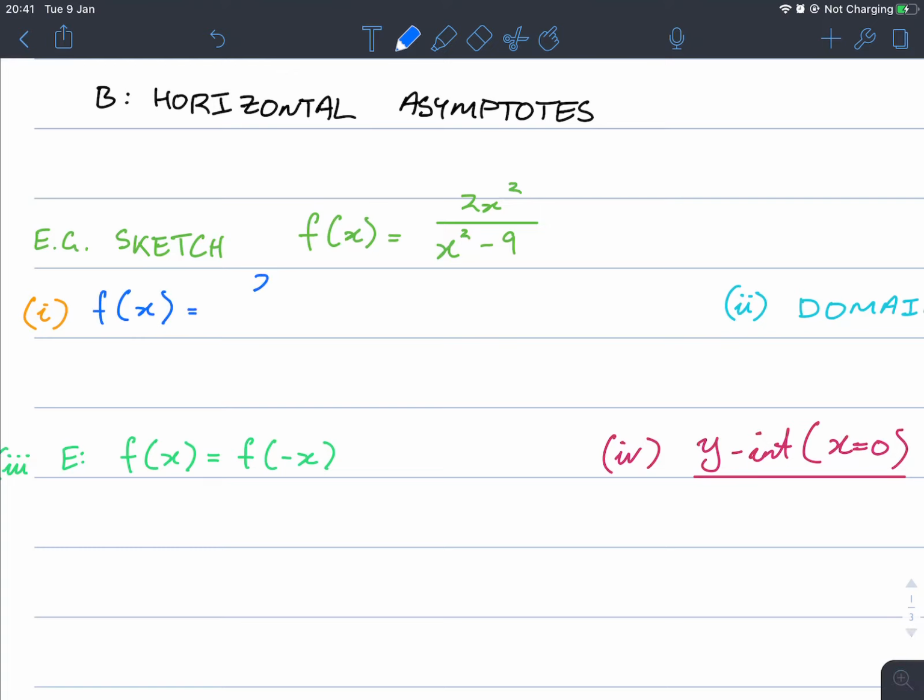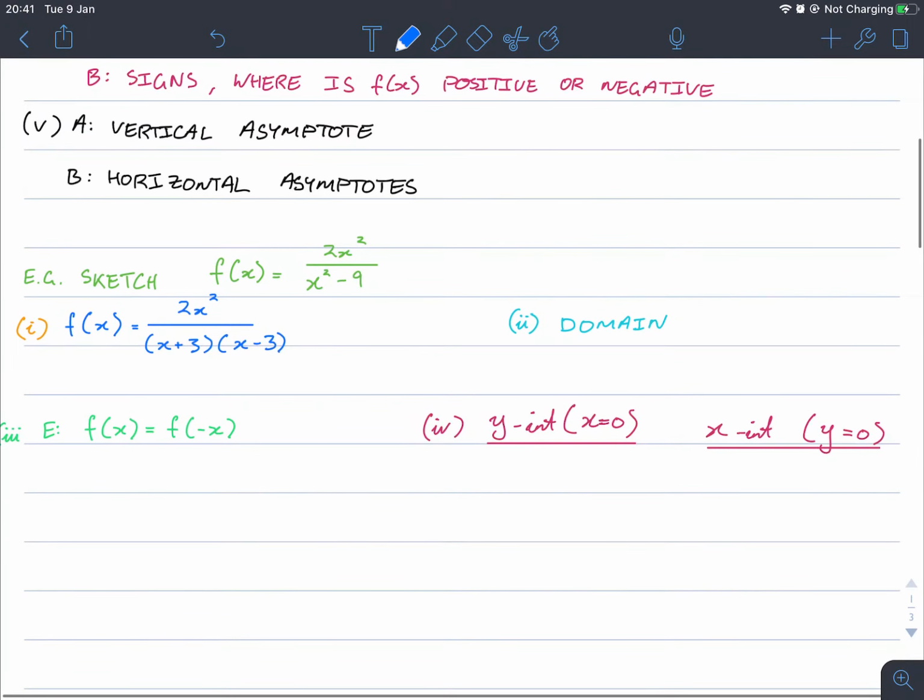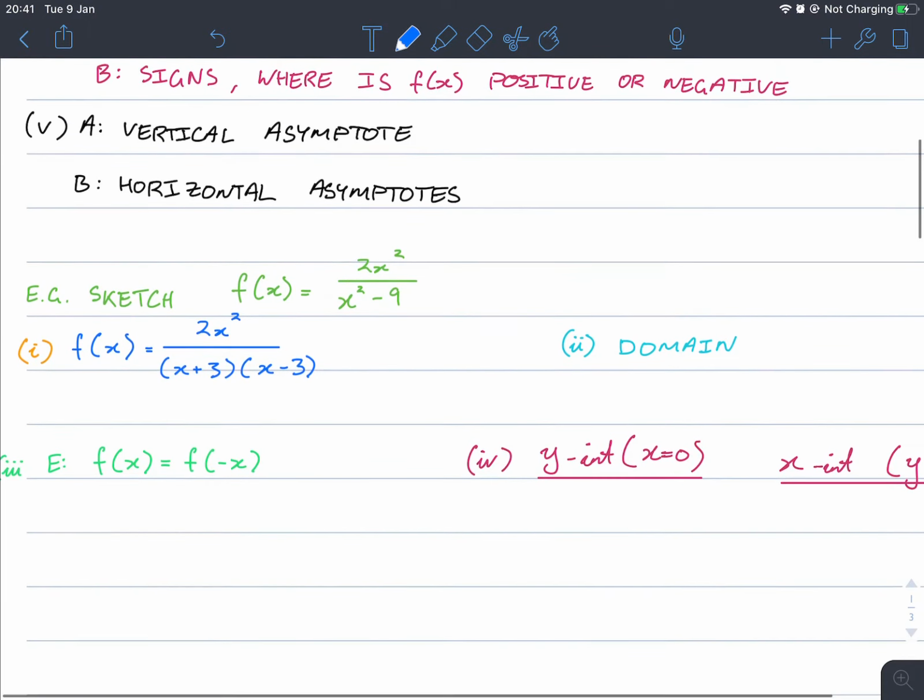So factoring, well, 2x squared cannot be factored. And our denominator we can factorize as x plus 3, x minus 3. Okay, that is our factored function. And from this we can actually determine our domain.